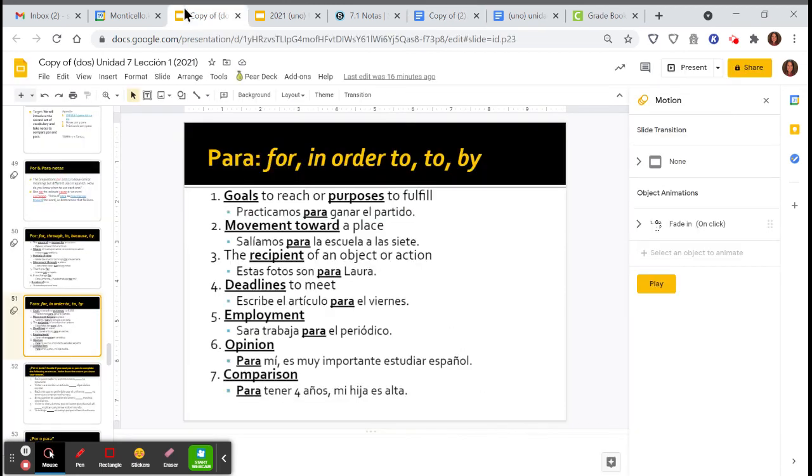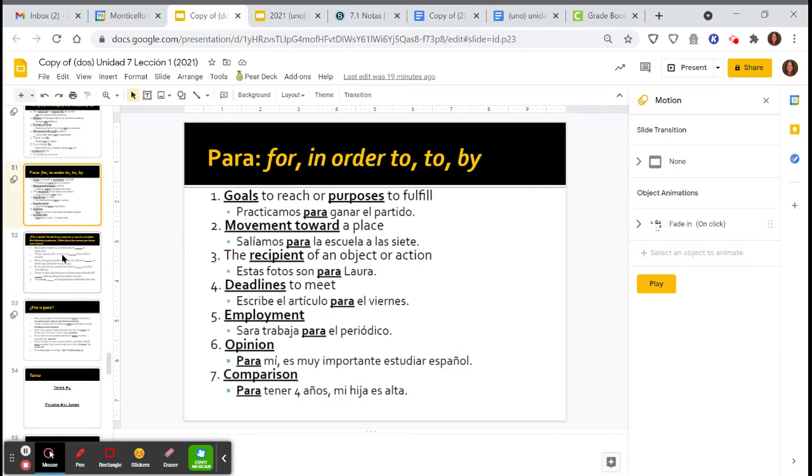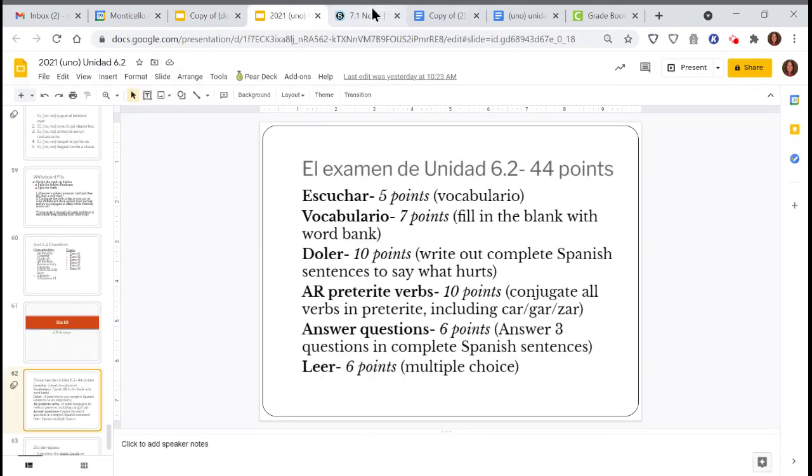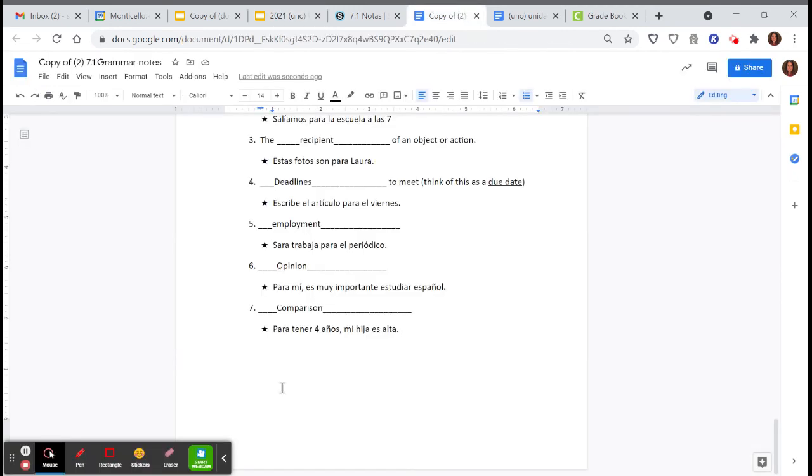Okay, so once you're done with your notes, look at the practice activity on slide 52 and 53, which has the answers, and work on that to practice. And as always, if you have any questions, just let me know.